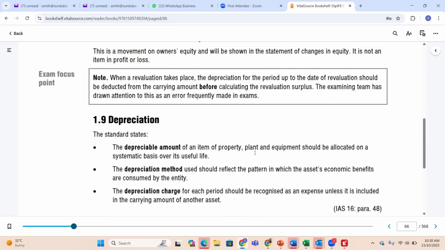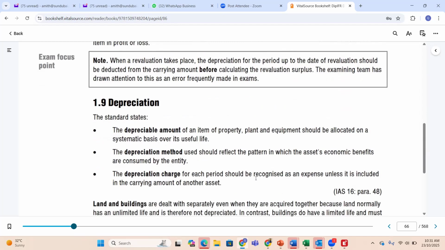Now let's go to depreciation. What is depreciation? This is pretty simple, so there is nothing too focused about. Let's just go fast. Depreciation amount is allocated on a systematic basis. It is just an application of the accrual concept or matching principle: if an asset has 7 years of useful life, we will depreciate it over 7 years.